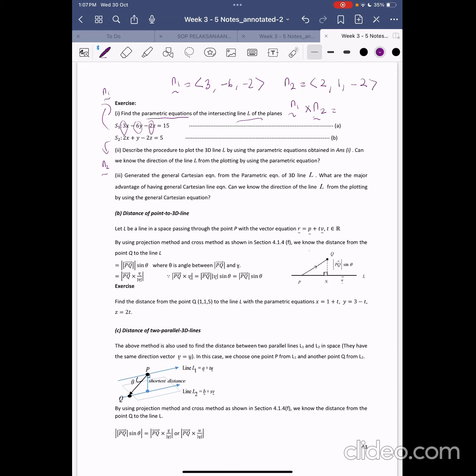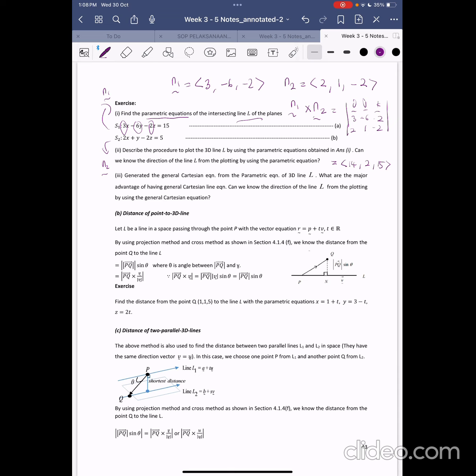So you get this is I, J, and K. You do dot product 3, negative 6, cross product negative 2, 2, 1, negative 2. And you find the determinant of this. When you calculate it, you will get the cross product as 14, 2, and 15. You try on your own to find the cross product. So you will get this one.